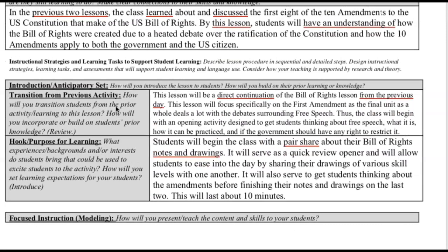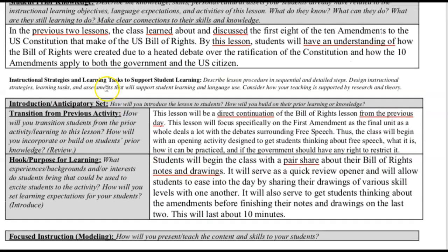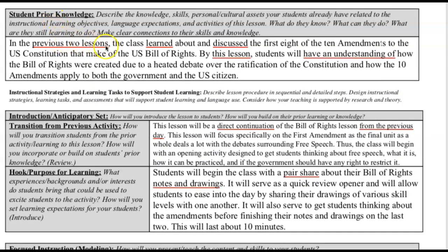This student, or this teacher, excuse me, talks about the student prior knowledge, the previous lessons, what was learned and what will be learned in this coming lesson, and talks about the continuation from the previous day to make those connections. And the hook or purpose, I like how he talks about students will pair share their notes and drawings. So not just verbal ideas, but images, which are an amazing way to connect people to content.